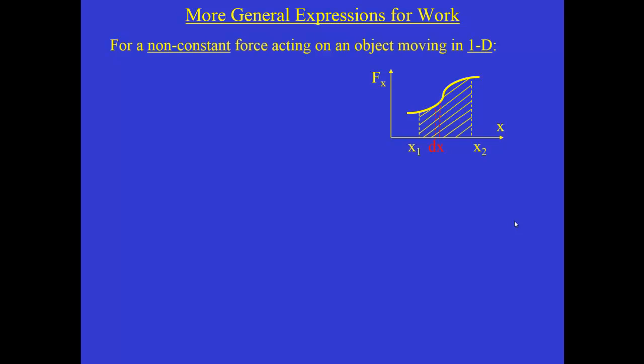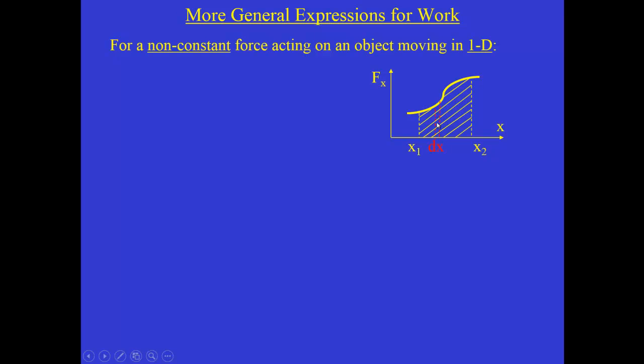First, let's consider a non-constant force. So if we plot the component of the force acting along the x direction versus the x position of the object, we might have a curve like this. The yellow line shows a changing force, and so let's figure out how we can calculate the work done by that force between the initial position x1 and the final position x2. And you'll note that if the force were constant, then the work done would simply be the value of the force times the displacement. But since the force is changing, we have to figure out a way to add up the areas of these tiny little rectangles.